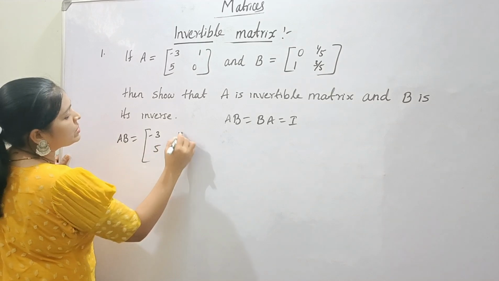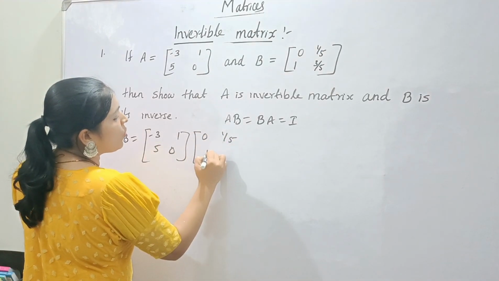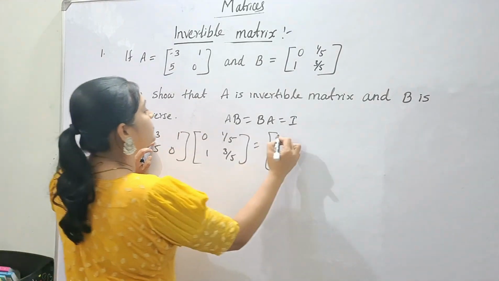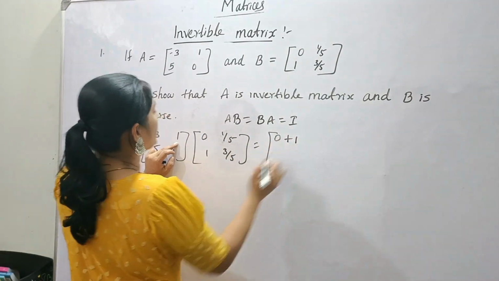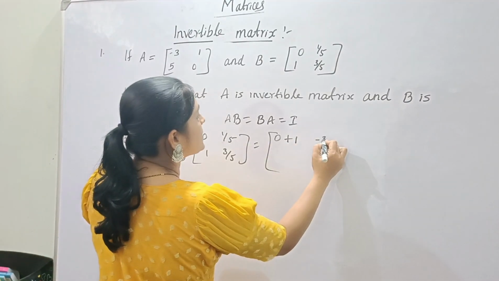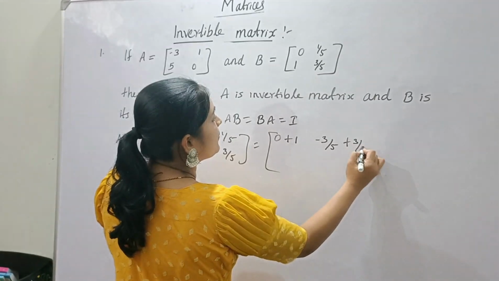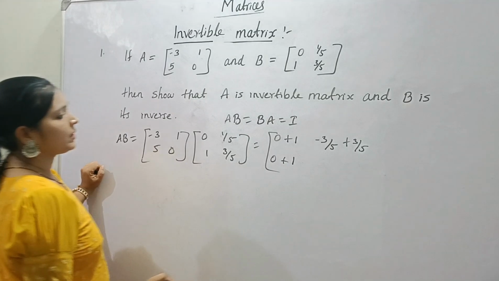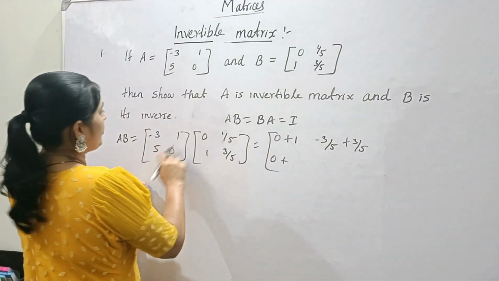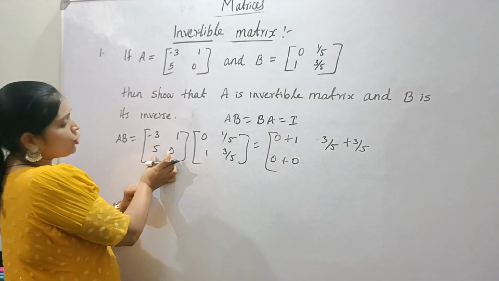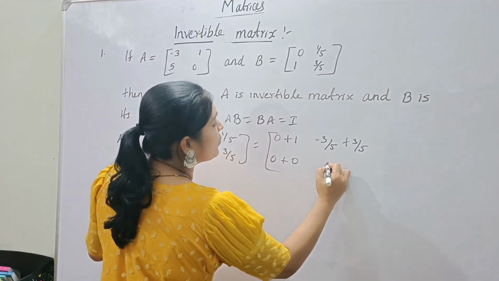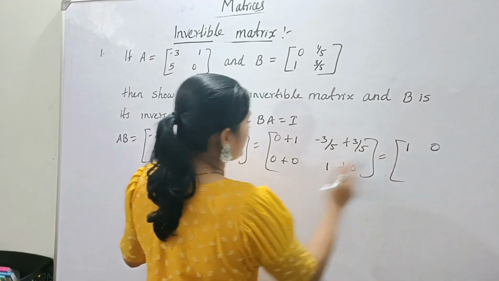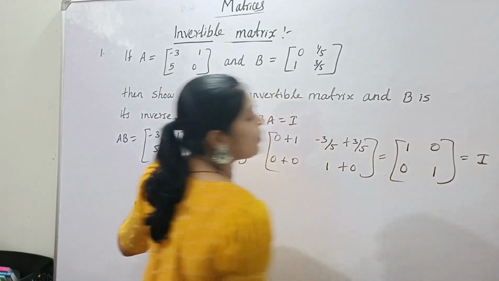A is [-3, 1; 5, 0]. B is [0, 1/5; 1, 3/5]. That is equal to, first of all, first row multiplied with the first column: minus 3 into 0, 0, plus 1. First row multiplied with the second column: minus 3 by 5 plus 3 by 5. Next, second row multiplied with the first column: 5 into 0 plus 0 into 1, that is 0. Second row multiplied with the second column: 5 into 1 by 5, 1, plus 0, that is equal to 1. So we get 1, 0, 0, 1.